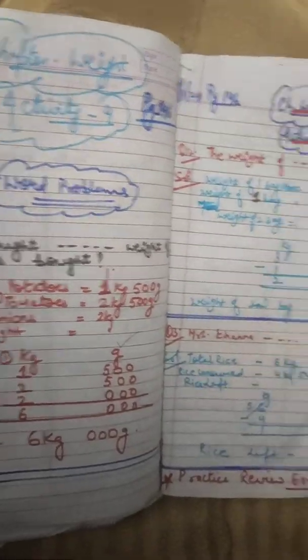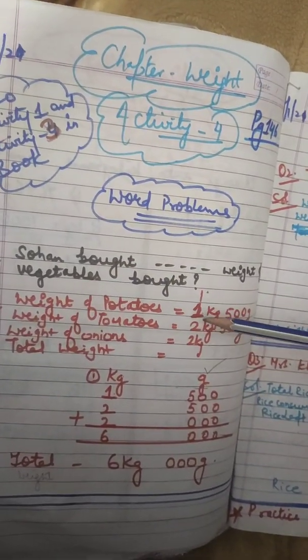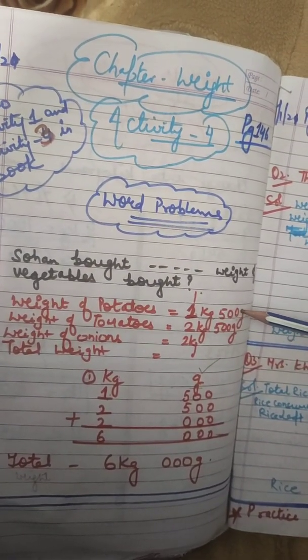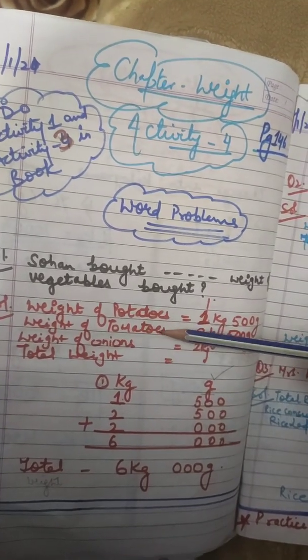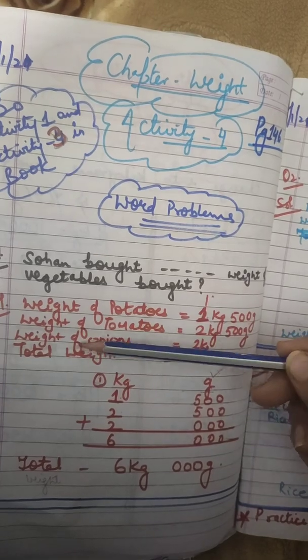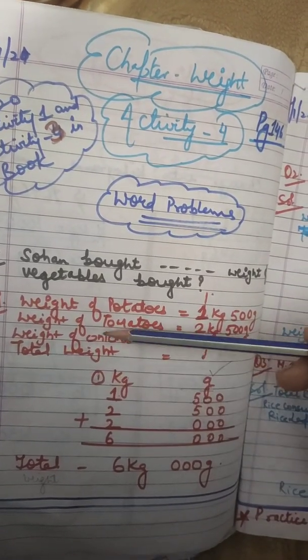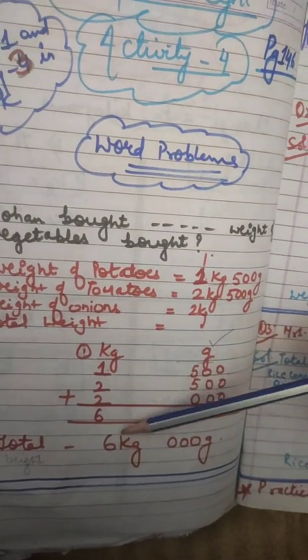Oh sorry, this is the second question. First question: weight of potatoes is equal to 1 kg and 500 grams. Then weight of tomatoes is given as 2 kg and 500 grams. Then weight of onions is given as 2 kg. We have to find the total weight. So for total we have to add all these.